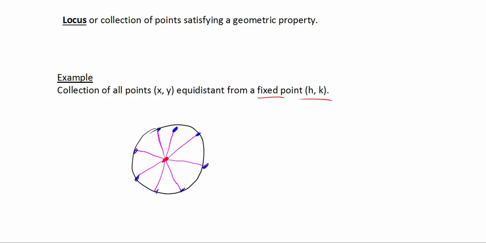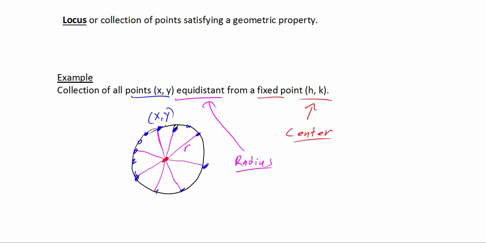Because here, our fixed point is actually representing the center of our circle, and then of course the equidistance from that is the radius of our circle. And then of course all of the points that fall on the circle, all these points that actually make up the circle, that would be all the points that we're describing here for x and y.